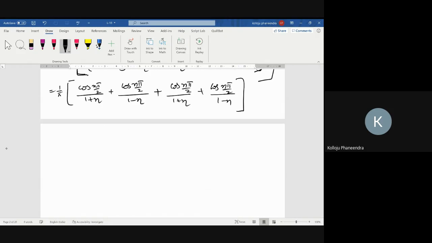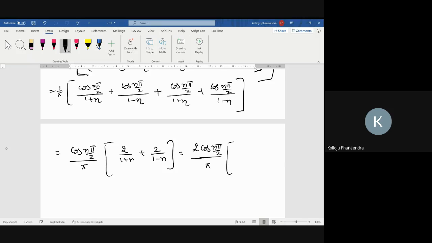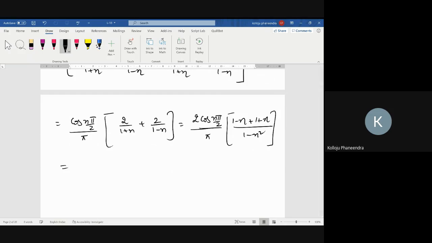Now, all are the same. What is common? cos (n pi by 2) is common. So outside, cos (n pi by 2) by pi, and inside 2 by 1 plus n plus 2 by 1 minus n. Okay, 2 is also common. So 2 cos (n pi by 2) by pi. The LCM gives 1 minus n plus 1 plus n over 1 minus n square. Now this is equal to, n gets cancelled, 2, so 4 cos (n pi by 2) by pi into (1 minus n square).